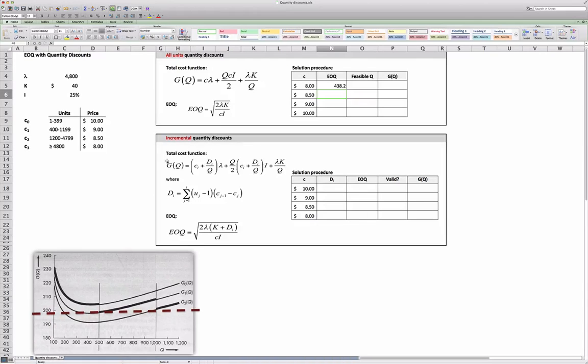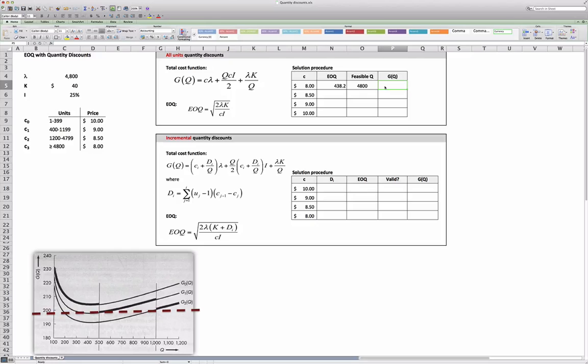Now the question is, is this actually a feasible order quantity? So what this means is that if I want to get a price of $8, do I get that with an order of 438 units? Well, clearly no. I only get a price of $8 per unit if I purchase at least 4,800 units. So what this means is that this EOQ we just computed is not feasible if I want to get this $8 price per unit. The feasible EOQ, the lowest possible order quantity for this price, is actually 4,800.